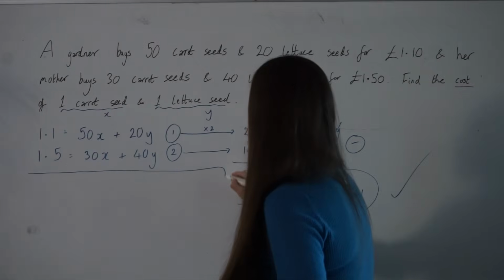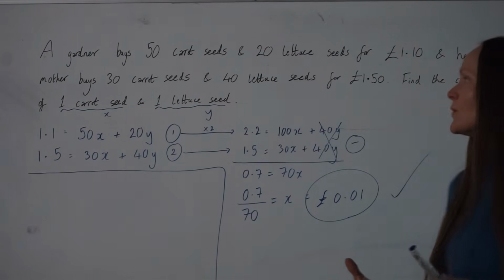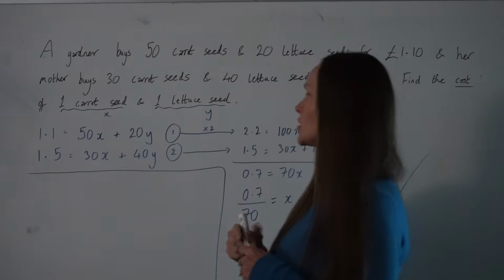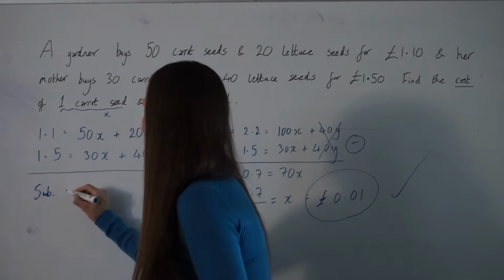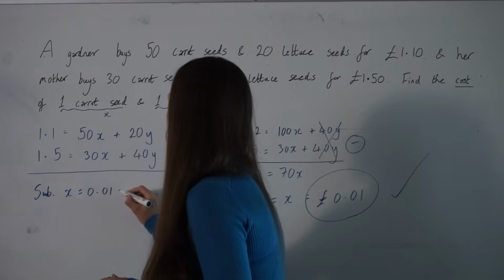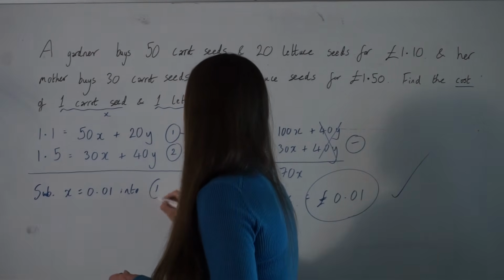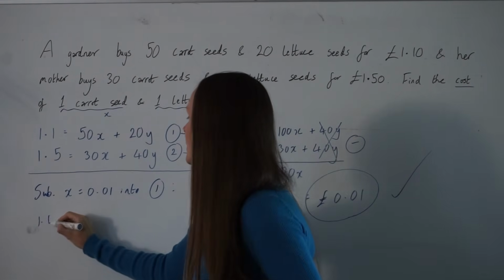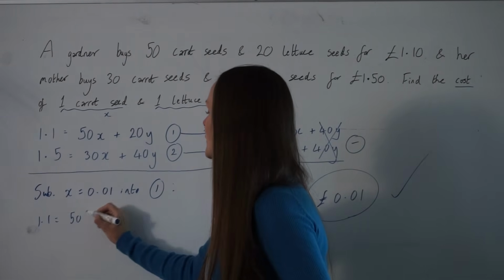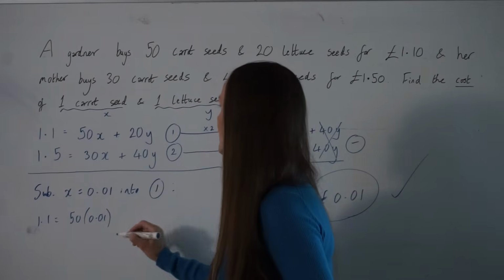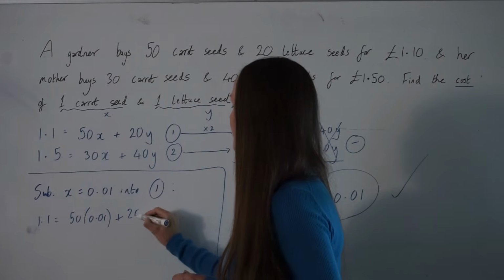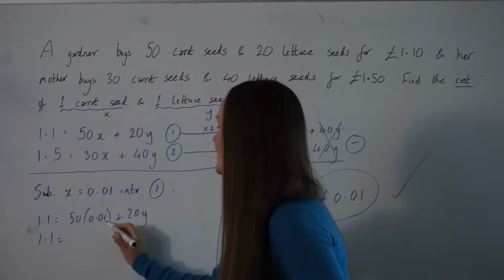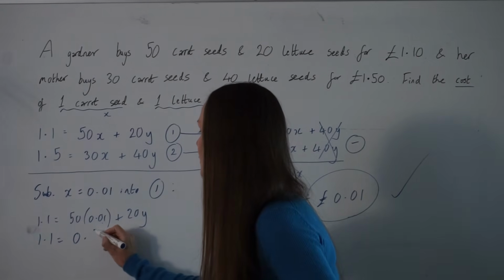So to do that, you have to substitute your x value back into one of the original equations, doesn't matter which one. I'm going to substitute this into equation 1. Okay, so we're substituting 0.01 into equation 1. Okay, so here's equation 1. So we've got 1.1 equals 50x. So 50 multiplied by 0.01, if I change the x straight away, plus 20y. Then if we work this out here, 50 multiplied by 0.01 is going to be 0.5.